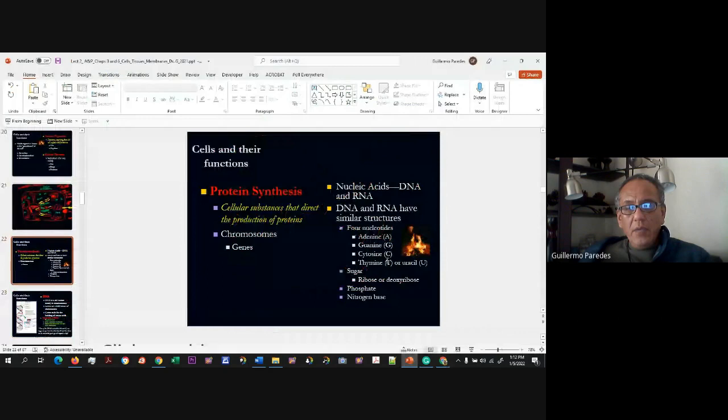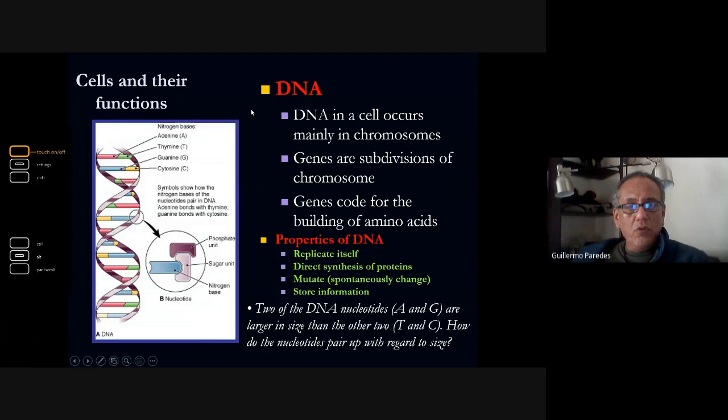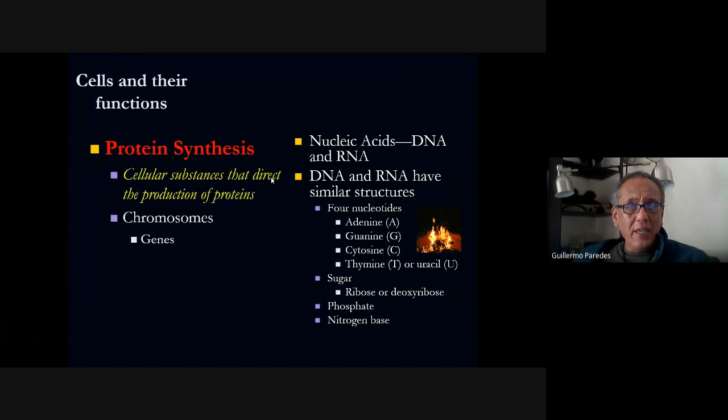All right. So here we have the cell and its functions. I want you to remember what proteins are. Proteins are everything, basically. Most of the hormones are proteins. Which hormones are we talking about? The growth hormone, the prolactin, the TSH, the ACTH, the FSH, the LH, and actually the oxytocin and the ADH. Those hormones are proteins.